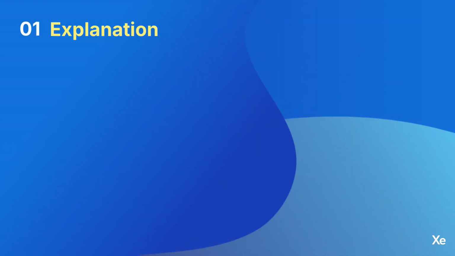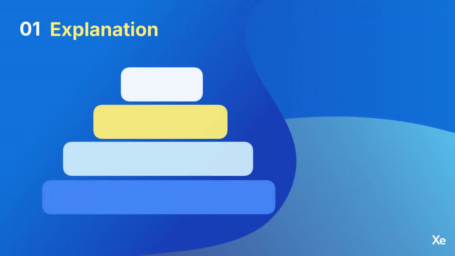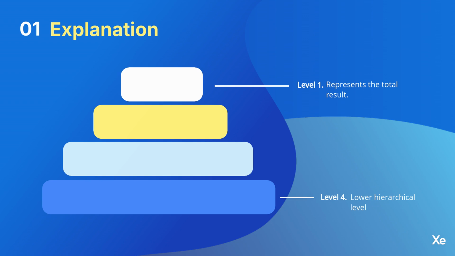In our example, 4 visual levels are distinguished, where level 1 represents the total result, and level 4 the lowest hierarchical level. We will customize each level by adjusting the font size, background color, bold, and we will disable the expand and collapse button on the higher levels to improve clarity and focus. Follow my steps.